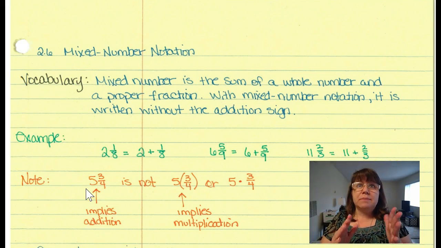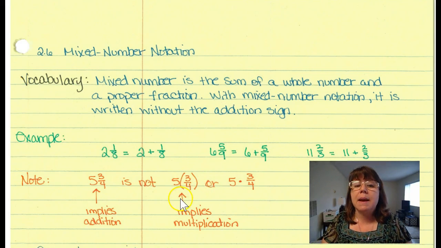Note that even though we've had numbers squished together before, it doesn't imply multiplication here. So 5 3/4 is not the same thing as 5 with parentheses around the 3/4. That would imply multiplication.